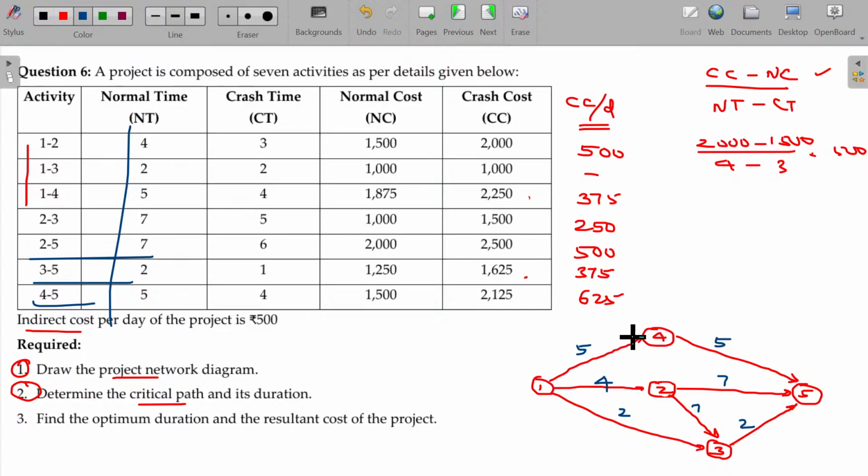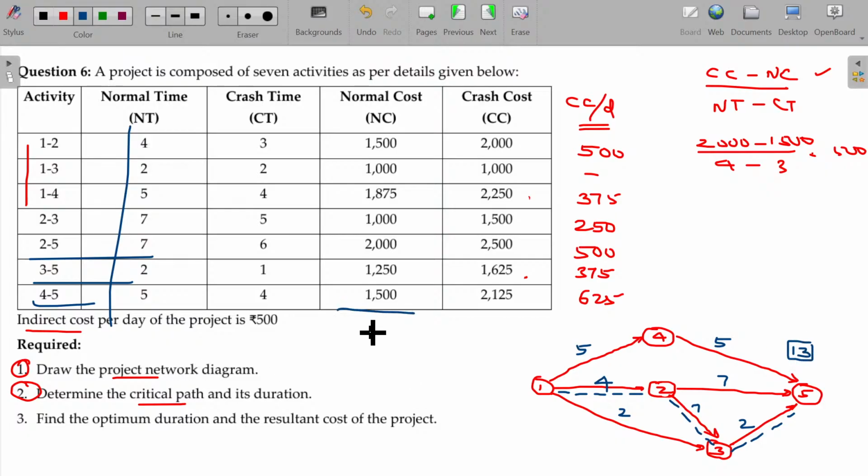I think 1 to 4, 4 to 5, it's only 10 days, not a critical path. 1 to 2, 2 to 5, 4 plus 7, 11 days only. But 1 to 2, 2 to 3, 3 to 5 seems to be critical, I think, right? This being the critical path here. Now, what is the project completion time? 4 plus 7 plus 2, 13 days. This is the project completion time.